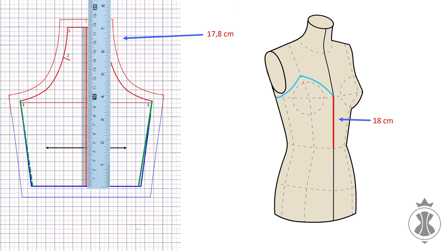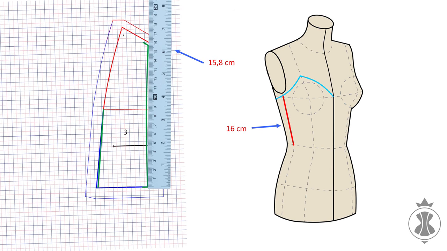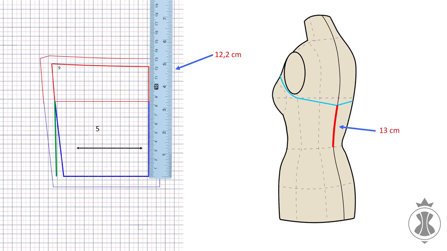The height of the center of the front on the adjusted pattern is 17.8 centimeters, and the measurement taken from my dress form is 18 centimeters. The difference is 2 millimeters. The length of the side seam on the adjusted pattern is 15.8 centimeters, and the measurement of the dress form equals 16 centimeters. So the difference is 2 millimeters. The back height is thus 12.2 centimeters, but the measurement taken from the dress form is 13 centimeters. So the difference is 8 millimeters.